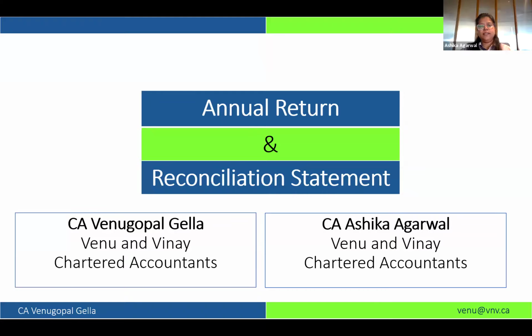That's the reason in this month's session we are focusing on what the changes in the form are and what data you require to keep handy in order to fill this form. And in our next session, we will be doing the workings which need to be done in order to derive these figures which need to be filled in this form.